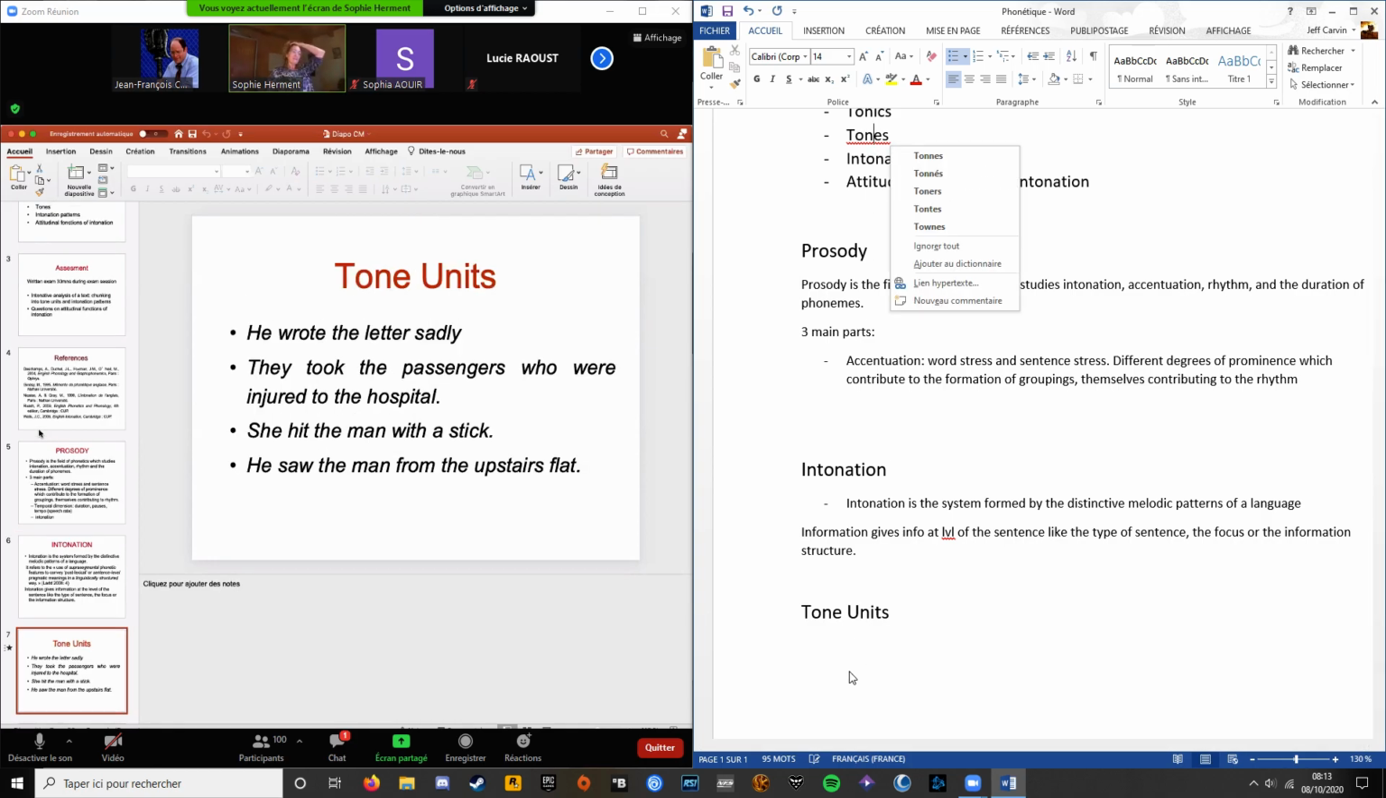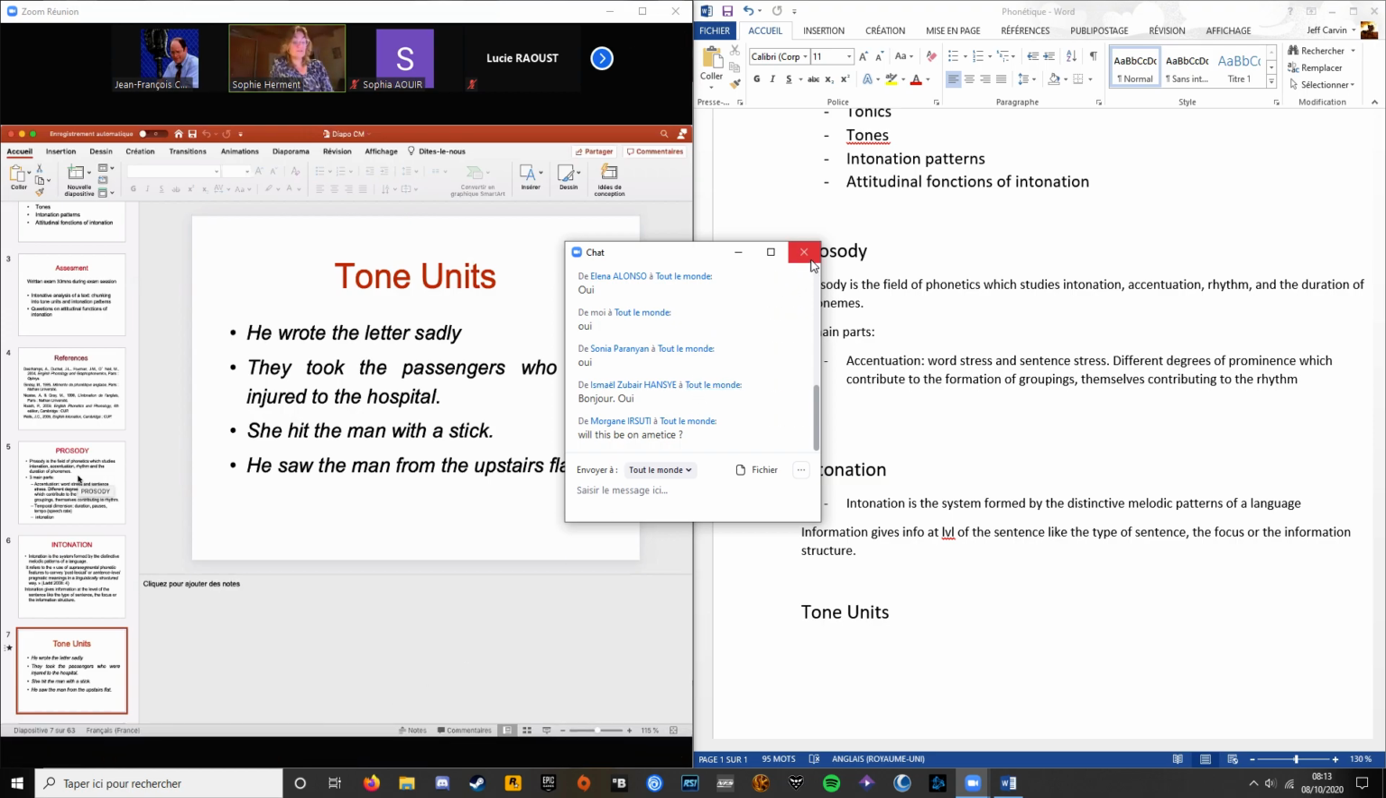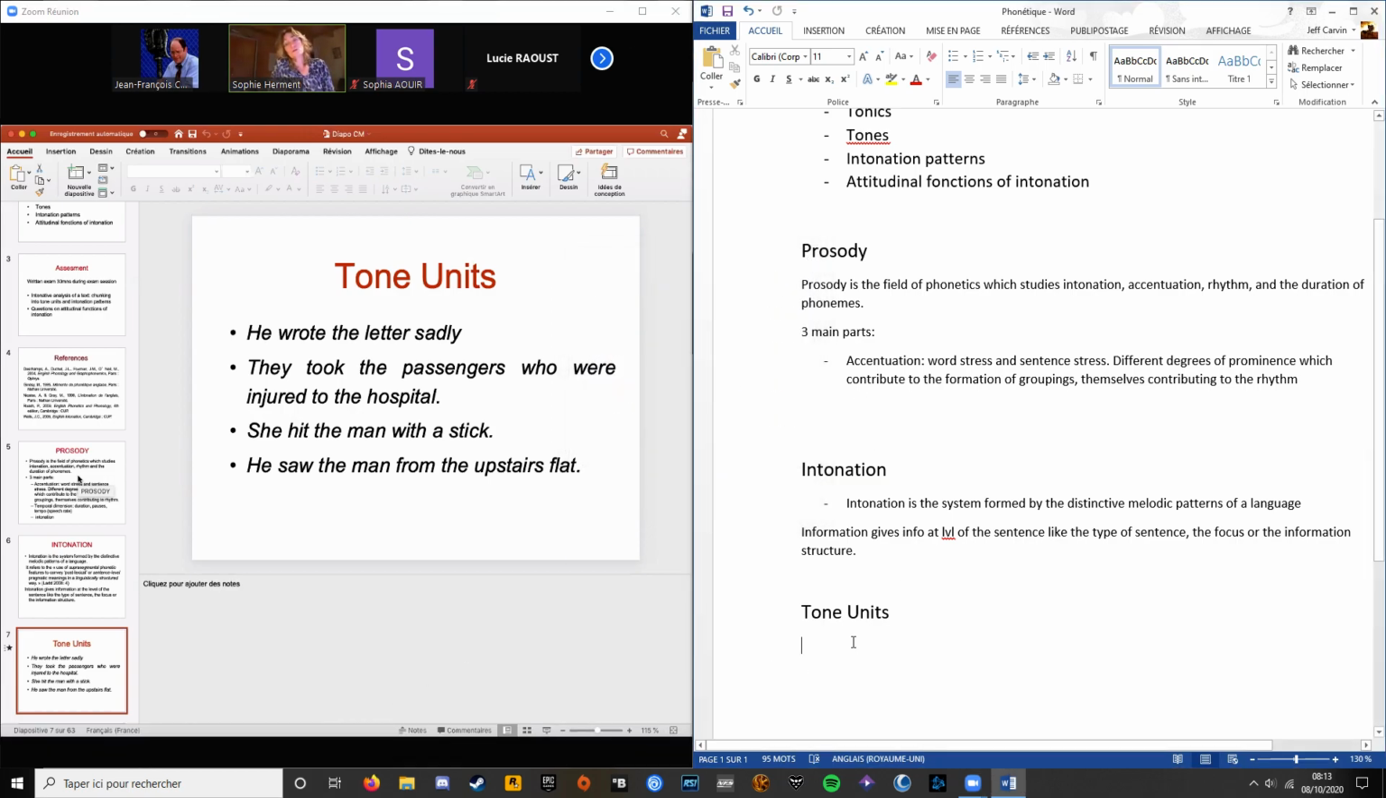So, intonation. I'll follow the British school, because there are 2 different schools. There's the American school and the British school. So I'll follow our tone units, tonic. Later, but here I just want to show you the importance of tone units.